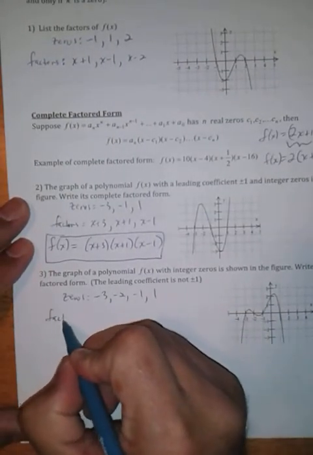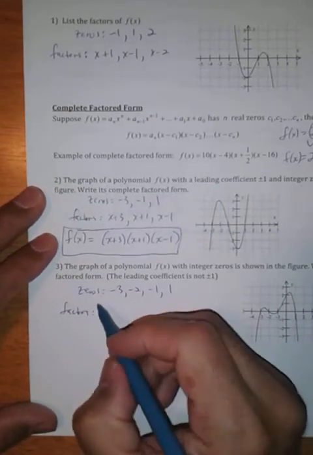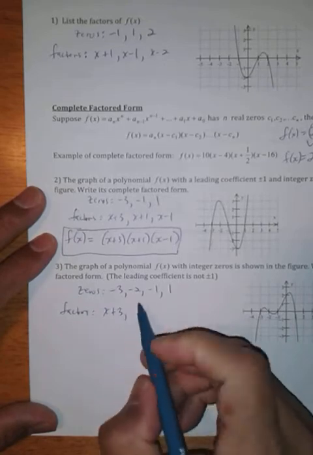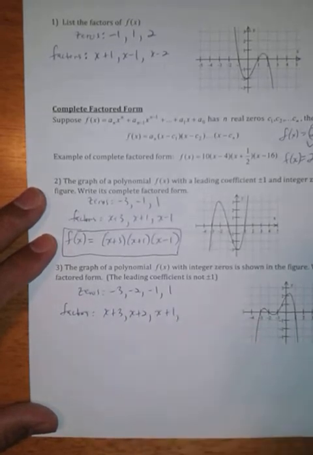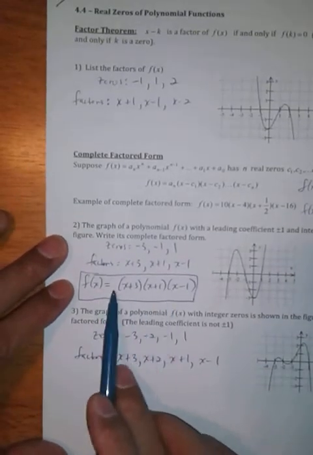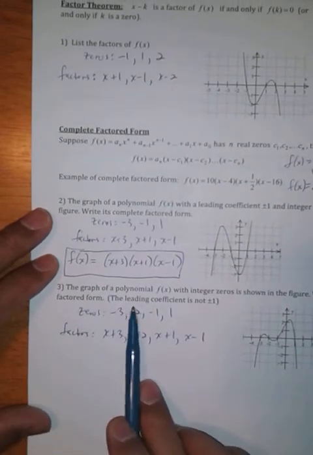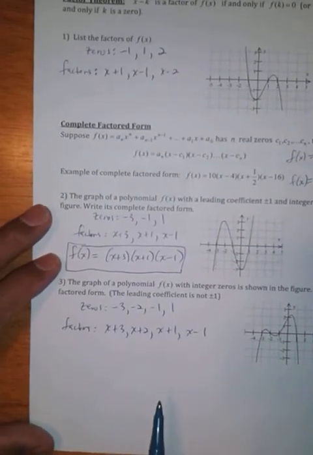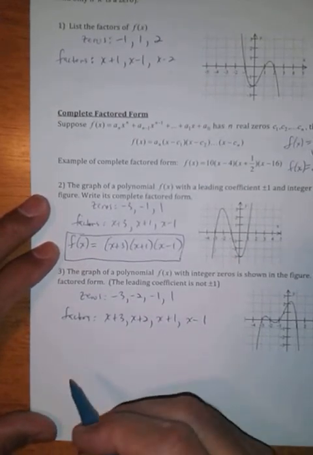So the factors are x minus each of those, right? So x minus negative 3, which is x plus 3, x minus negative 2, that's x plus 2, x minus negative 1, that's x plus 1, and x minus 1. Those are my factors. So I just need to write something like this, except I don't have an idea what a is at all. It says the leading coefficient is not plus or minus 1. So I need to just find it from scratch. How do I find it?